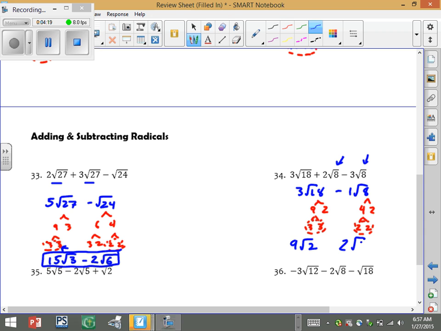So you end up with 2. You have 2 left behind, right? You still have that minus you got to bring down. So 9 minus 2. Now all of a sudden we have the like radicals again. So our final answer is 7 root 2.